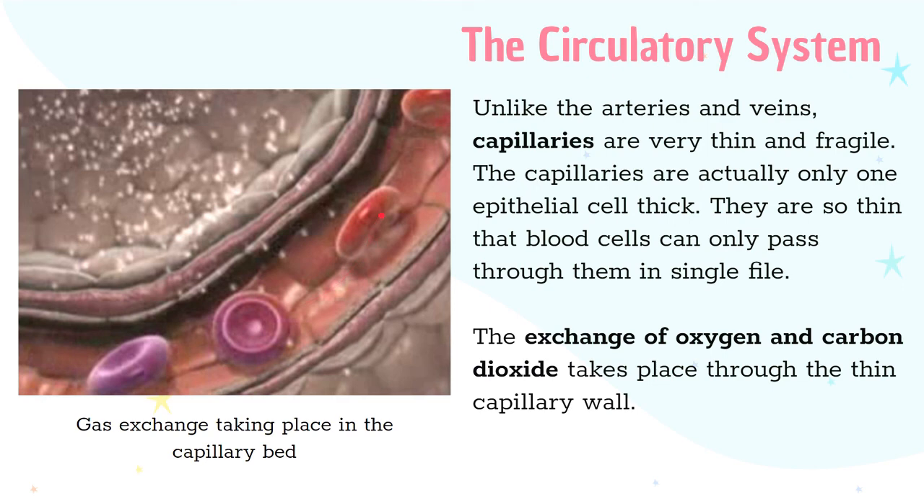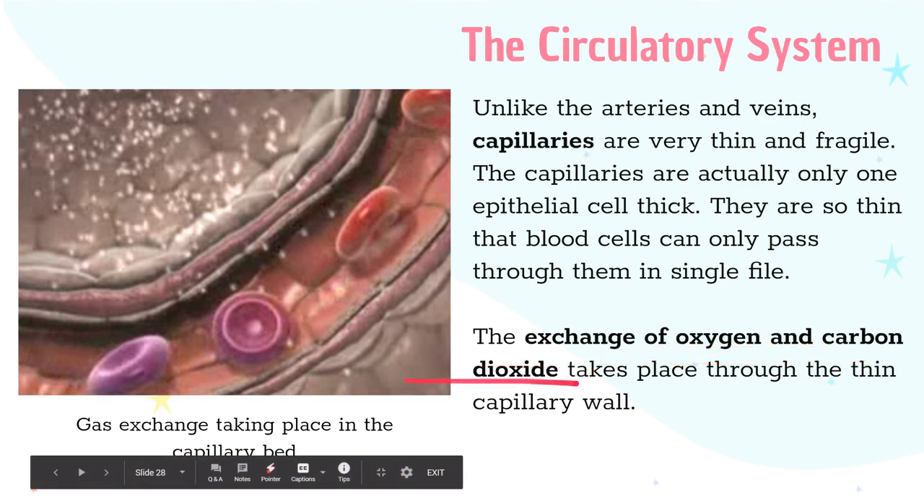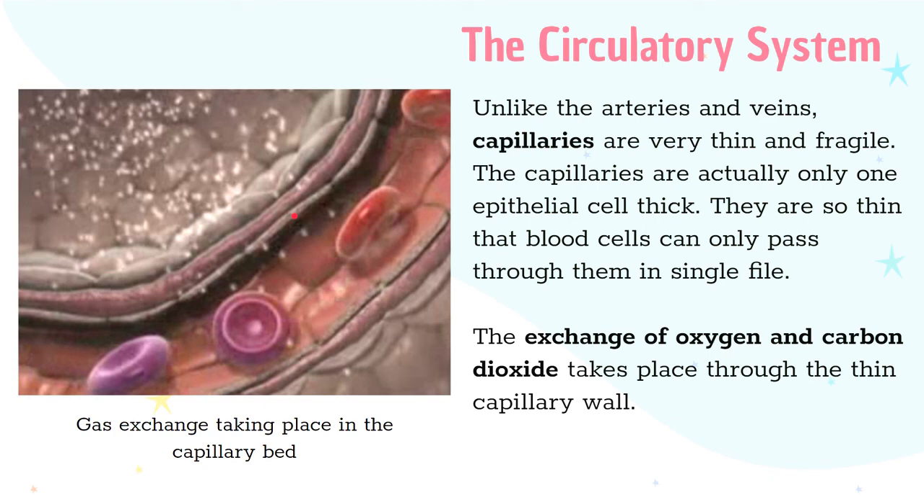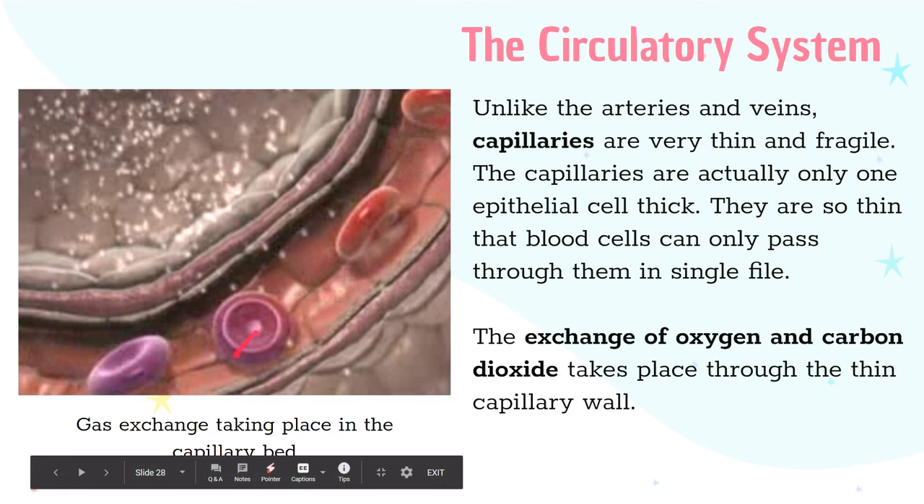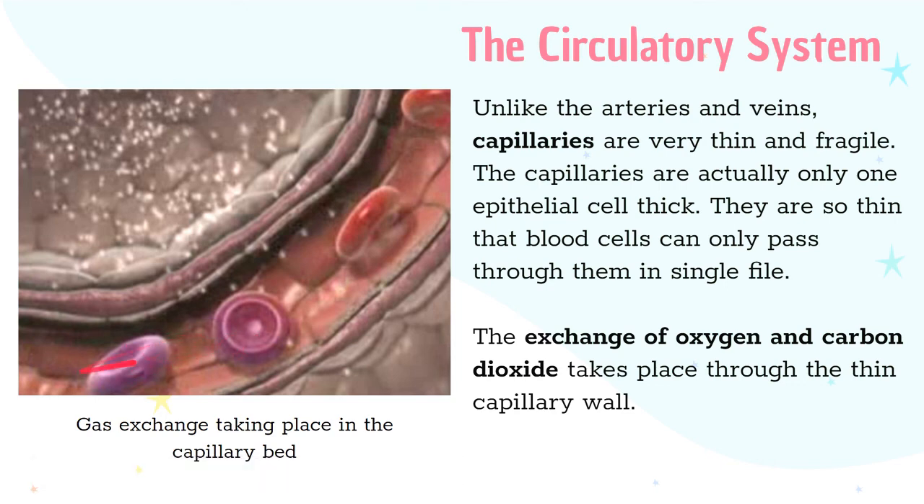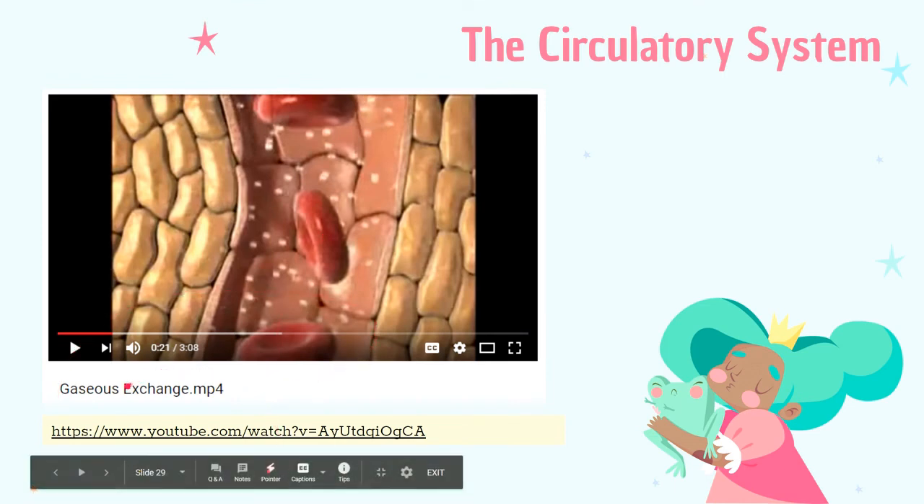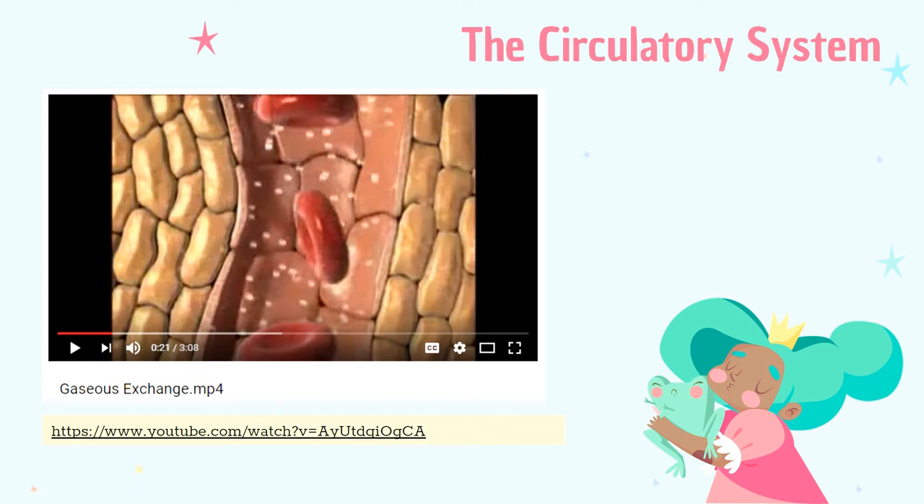What's important about capillaries is that they are the site of gas exchange. This is where gas exchange takes place, either in the capillaries of the lungs or the capillaries of the cells. As you see here, these are deoxygenated red blood cells, but through gas exchange, they become oxygenated as they pass through the capillaries. I recommend that you watch this video, Gaseous Exchange, to learn more about the role of capillaries in gas exchange. I will provide the link in the description below.